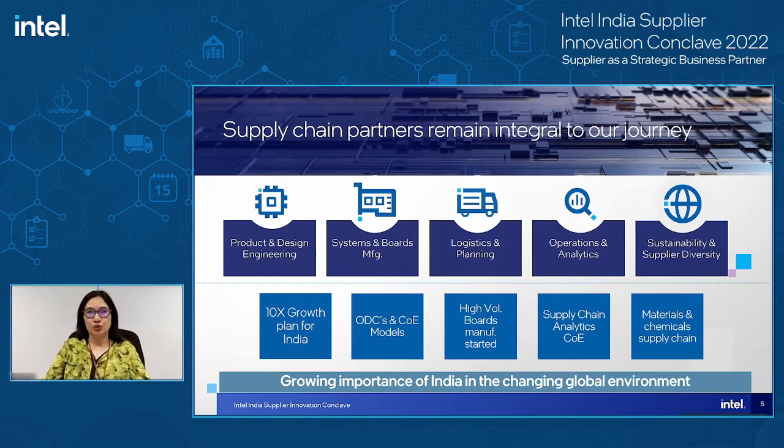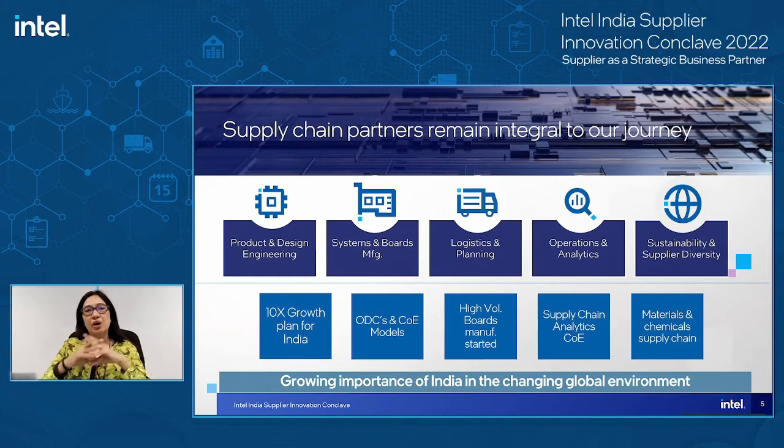But besides that, there is also logistics and planning, where we have a great partnership with many of you. There are operations and analytics that can contribute to the innovation and value add. And finally, we talk about sustainable and supplier diversity. A lot of us are focusing on ESG: environment, governance, and sustainability. That's where innovation and value add can come from also. So you can see, it's not just in the product, it's not just in the boards and platforms and manufacturing, it's in logistics, it's in operations, and it's in sustainability.